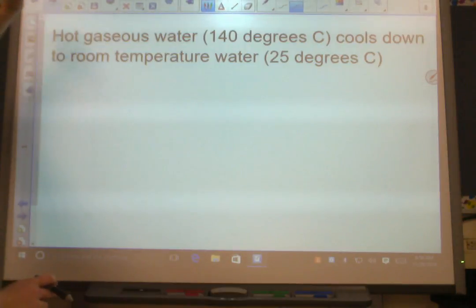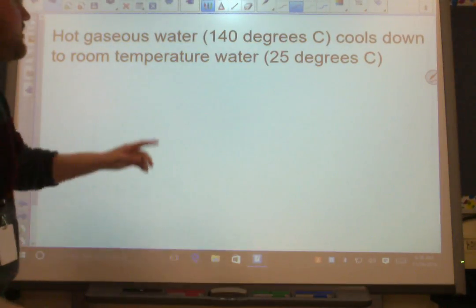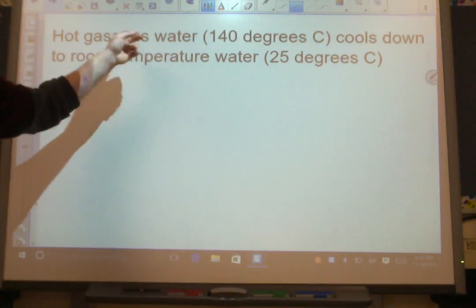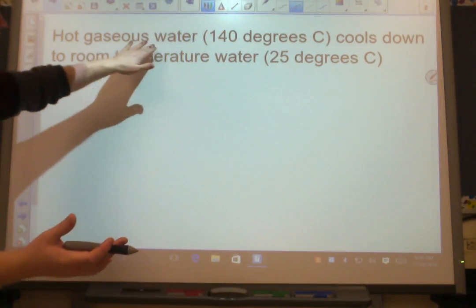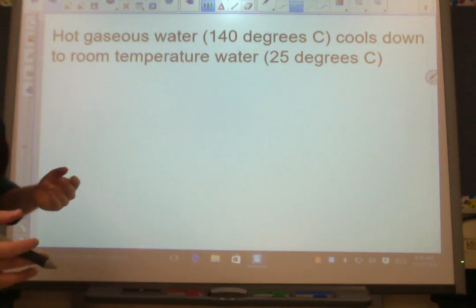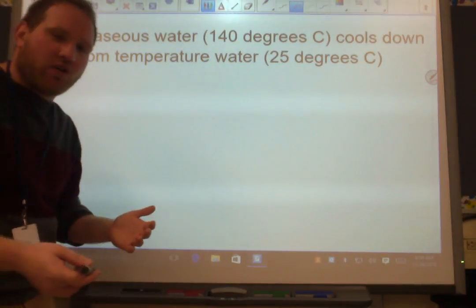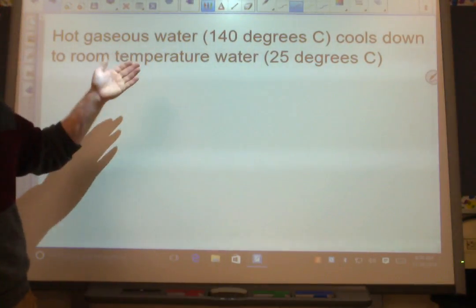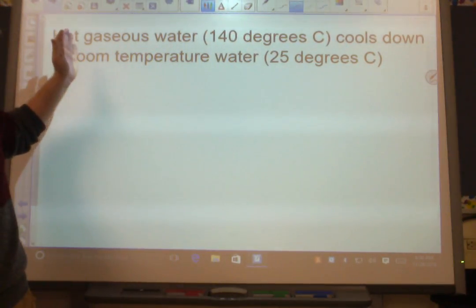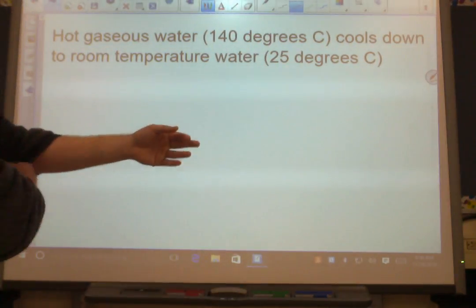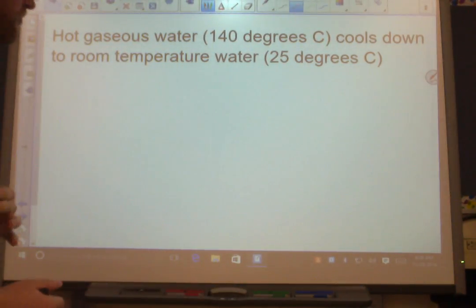All right. So let's do one more example here. Hot gaseous water, 140 degrees Celsius, cools down to room temperature water. Now you might be saying, hold on, gaseous water, isn't that an oxymoron? No. Water is really just H2O. Normally we refer to water as liquid water, but water is just H2O. So that's going to be gaseous H2O, 140 Celsius, cools down to room temperature water.